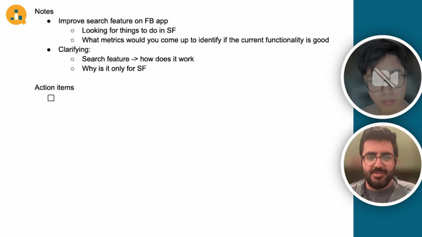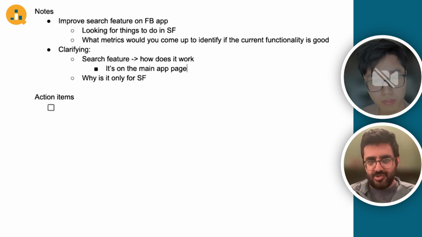Yeah, those are good questions. So let's say we're interested in the main app page where you can search, but the search triggers a travel module, if you will, and that's what's used to deliver the results for things to do in SF. There's some kind of submodule that deals with travel.